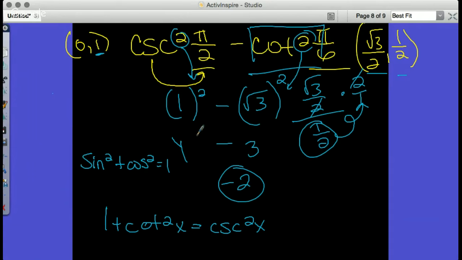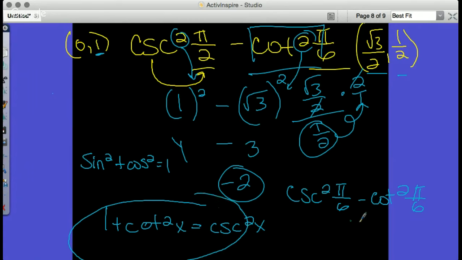So I've got a question for y'all. What if I said cosecant squared of pi over 6 minus cotangent squared of pi over 6? What would that be equal to? Well, this is the identity. Does everyone understand that? This is the problem. Is theta the same, or is x the same in the problem? Yes, it is. So what could I do to get this identity to match up to this? I could subtract this, right? And when I do, that would be equal to 1. Does that make sense?